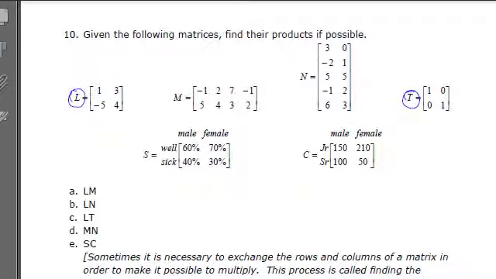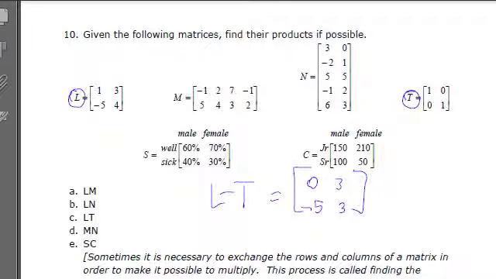So you have 1, and that's the first number in the first row. What's the first number in the first row here? So if we did L minus T, we would do 1 minus 1, which is 0. The second number in the first row, 3 minus 0 is 3. The first number in the second row, negative 5 minus 0 is negative 5. And the 4 minus 1 gives you 3. So we subtracted a 2 by 2 and we get a 2 by 2. That's how it's supposed to work.